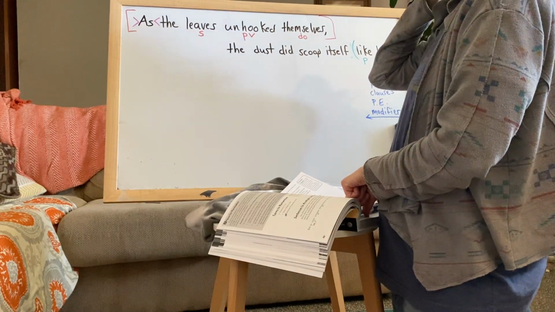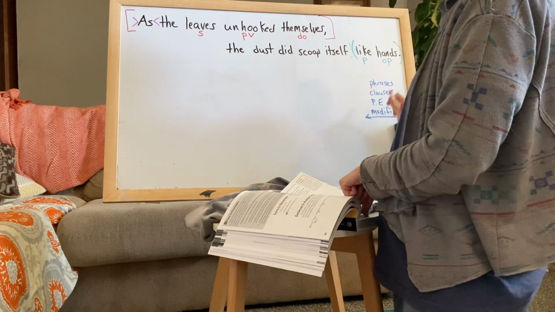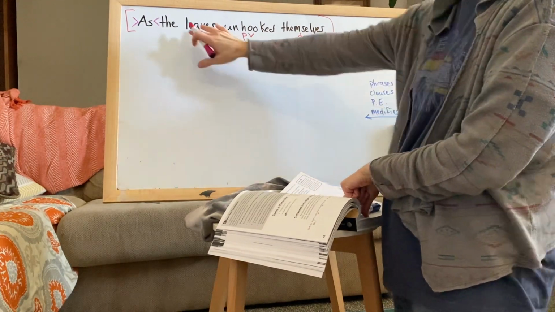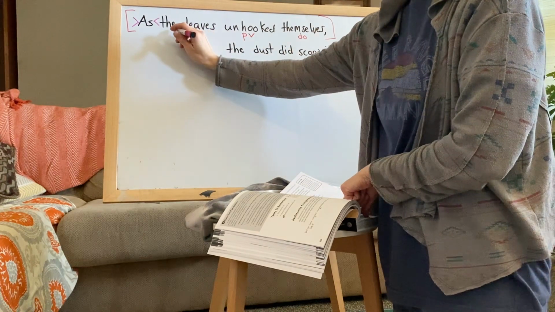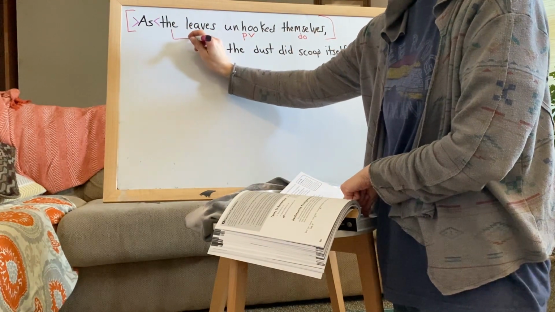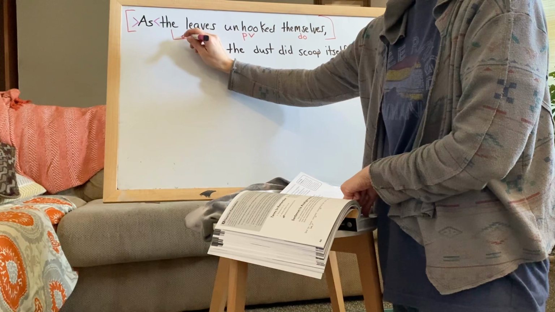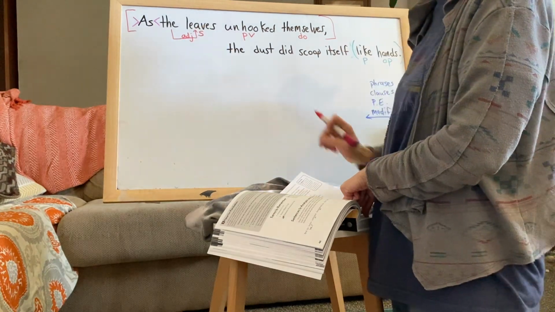Now we're going to look at, we did the principal elements for our clause. Now the modifiers. The is an adjective. It is a limiting adjective.